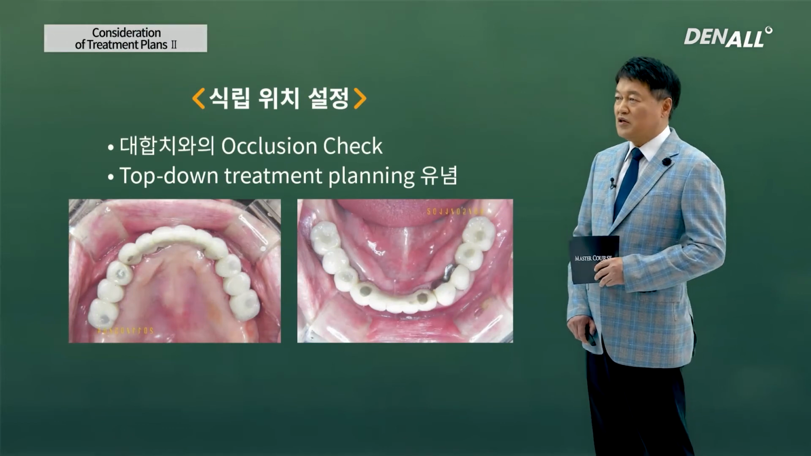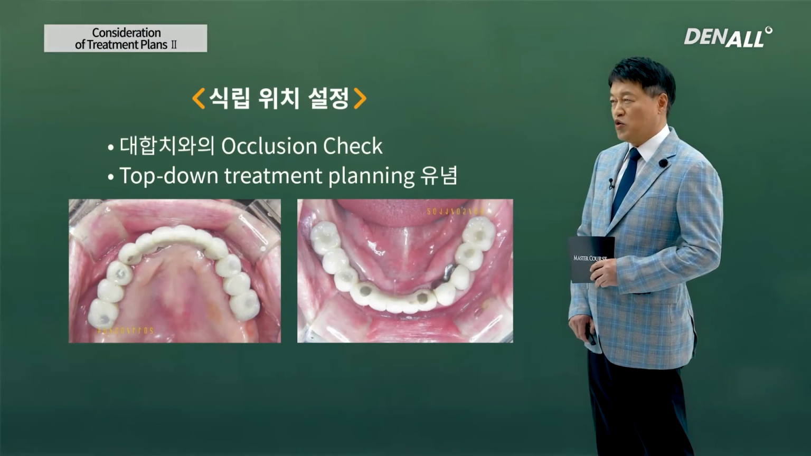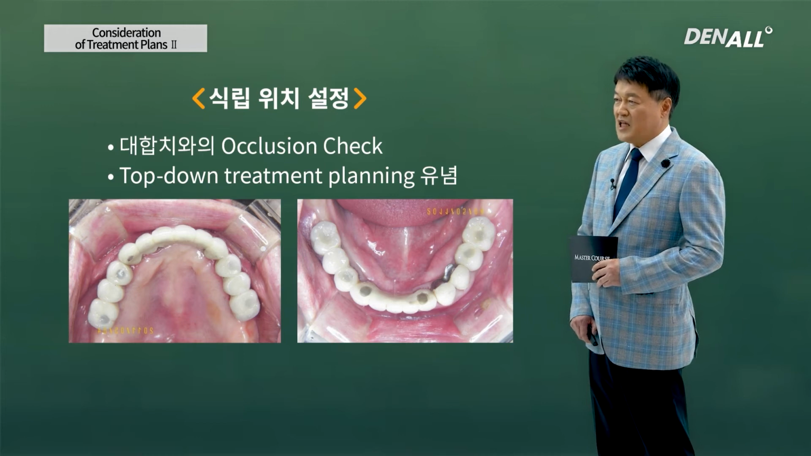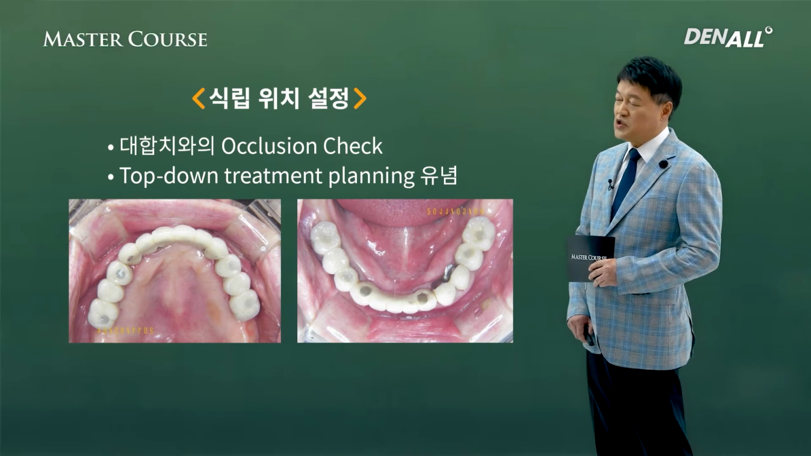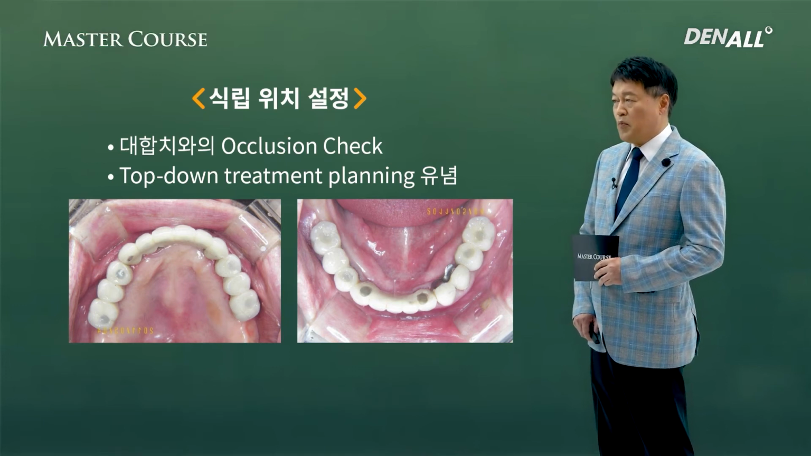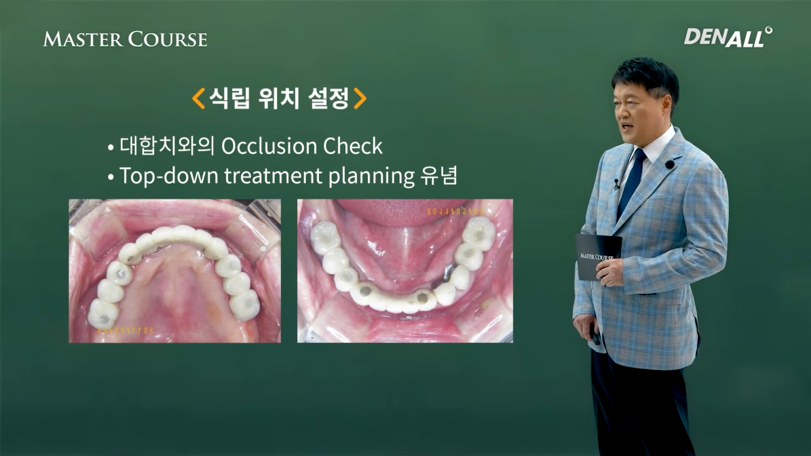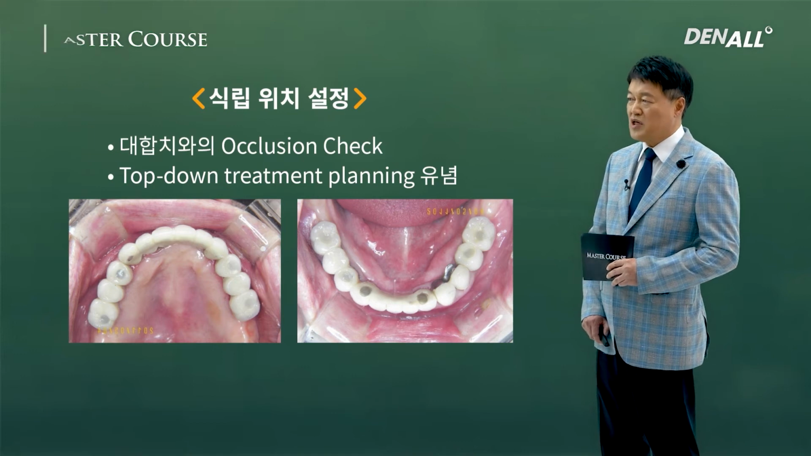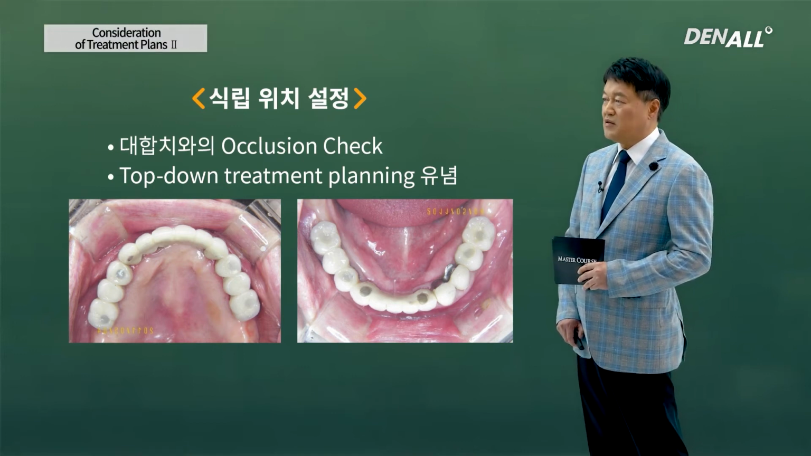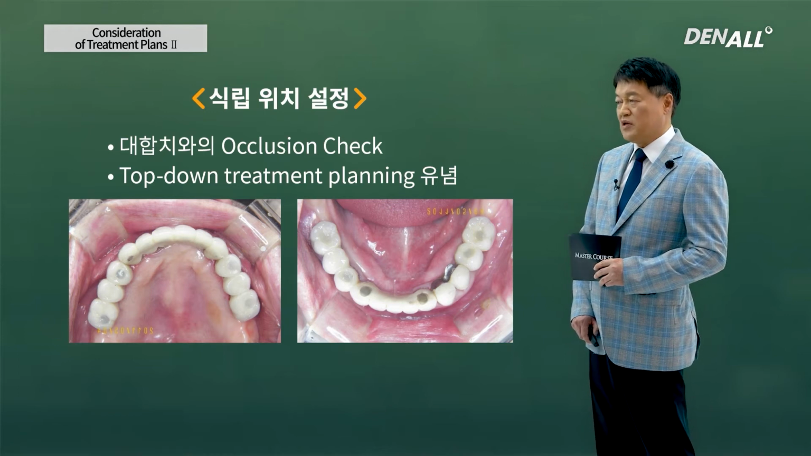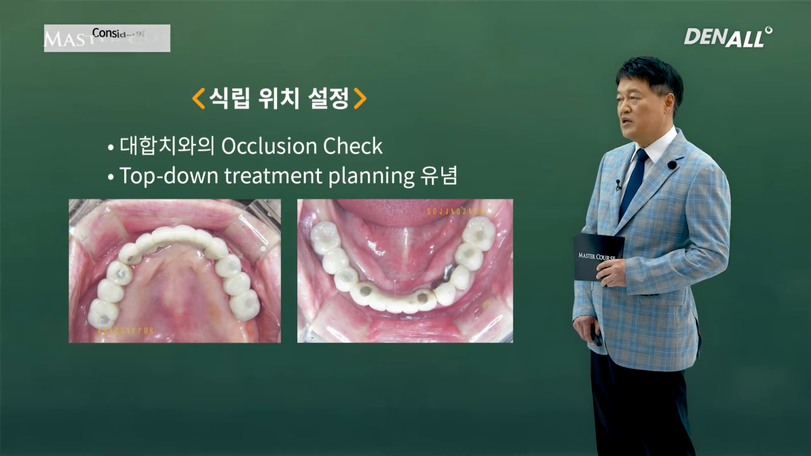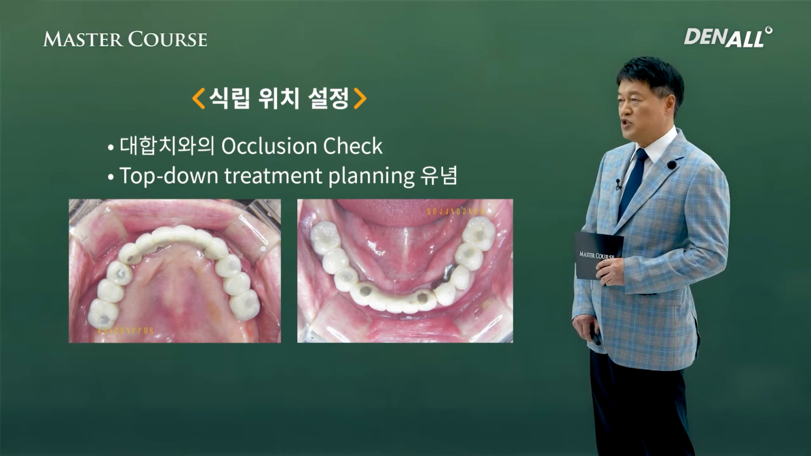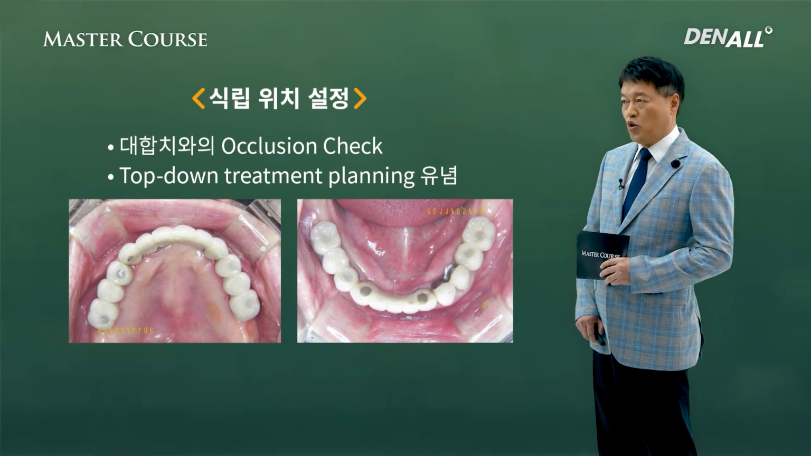When you choose the implant position, you always need to check occlusion with the opposing tooth. You need to be aware of top-down treatment planning. You know what this is. Top-down plan is, you think about the position of the prosthesis and the implant should be placed at the center. This is the way to gain the stability of occlusion and implant. This is a necessary concept. Ultimately, we are doing it for the prosthesis. For ideal delivery of the prosthesis, you need to place the implant at the center.